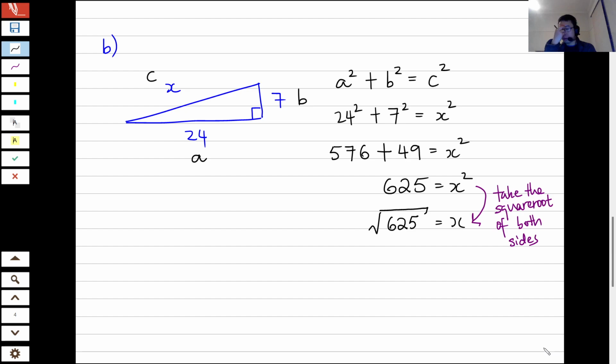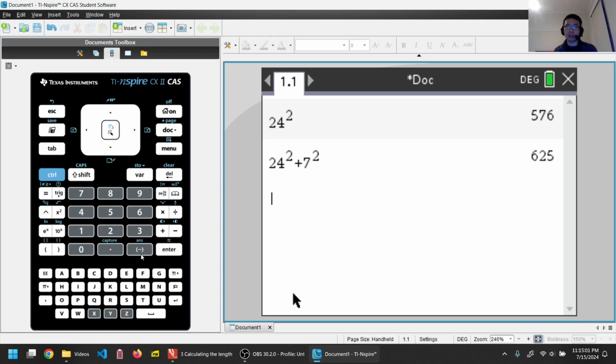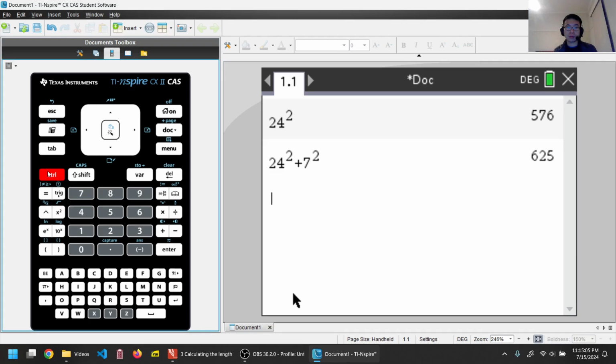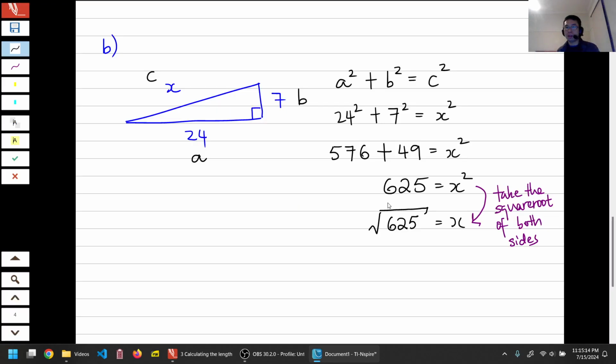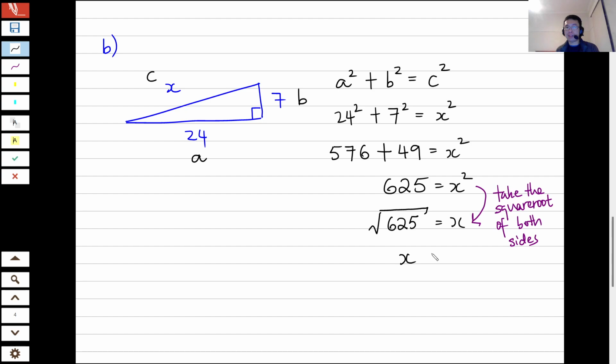If you don't know the square root of 625 off the top of your head, you'll need to use your calculator, and that's totally fine. So the symbol looks like this. I type in the number 625, and the answer is going to be 25. Okay, so x equals 25. And we're done. So the numbers 7, 24, and 25 form a right-angled triangle.